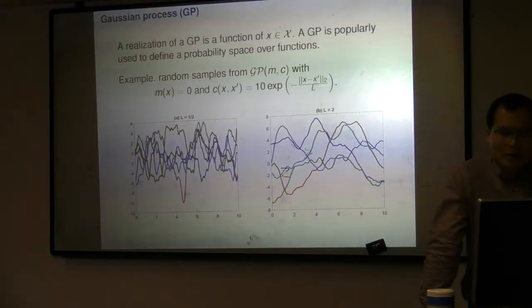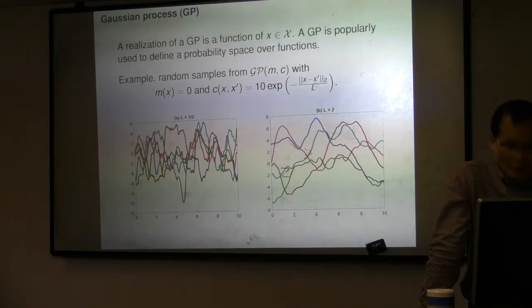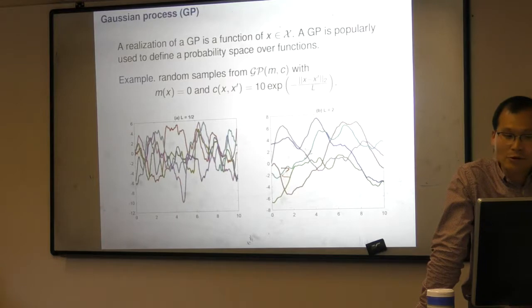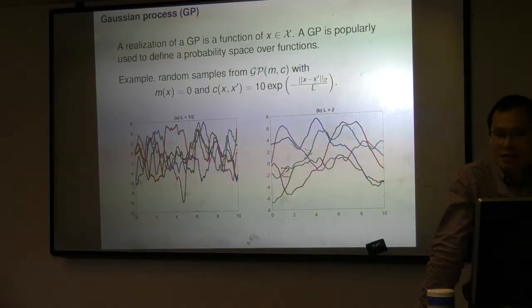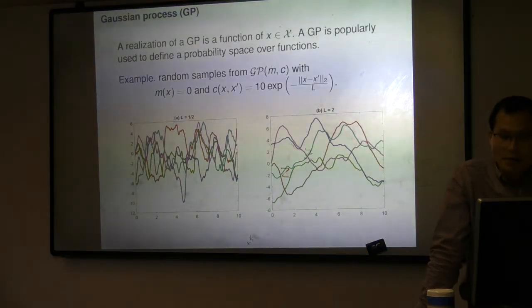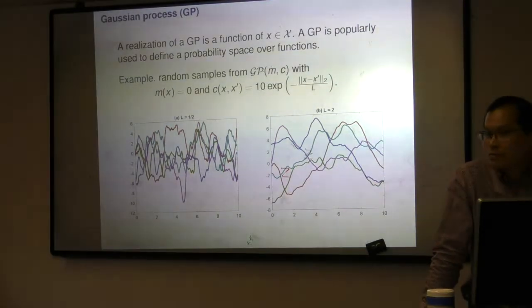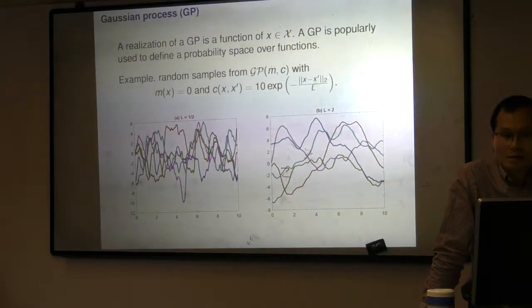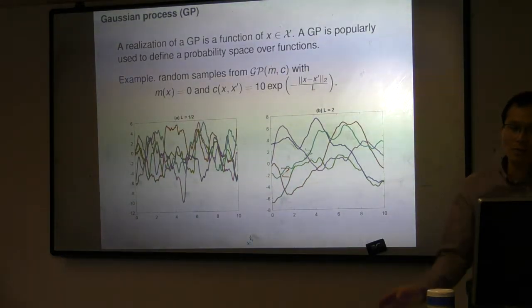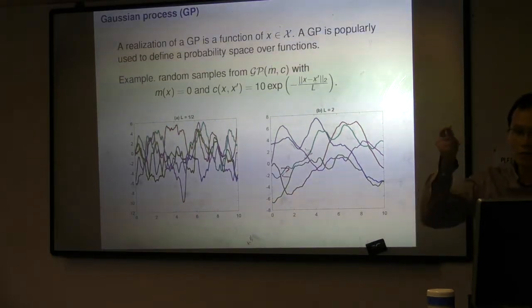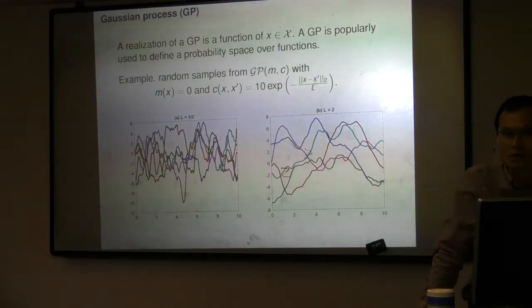So a realization of the Gaussian process is a function of the index set. Okay, it is a function of x, ranging over the index set X. So the Gaussian process is utilized to define a probability space over functions. Because there is some randomness, and the output is a function, that function is the realization of the random process. So the Gaussian process defines a probability space over the functional space.